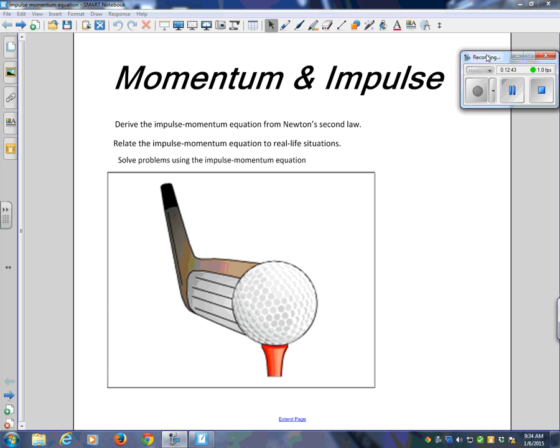Okay, so as I said earlier, we will derive the impulse momentum equation from Newton's second law. It's the easiest derivation you'll ever see. We'll relate the impulse momentum equation to real life situations. I've done that already. Baseball bats, tennis rackets, car crashes, getting punched in the face, blow darts, all of those are relating it to real life situations, and then we're going to be solving problems right away.